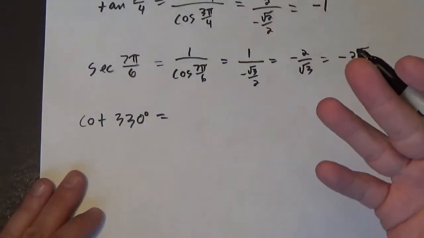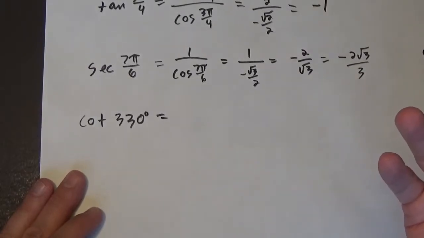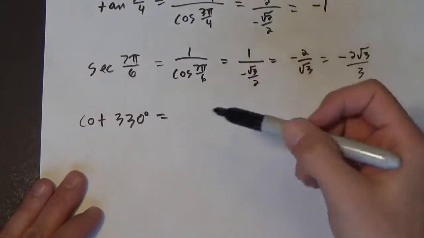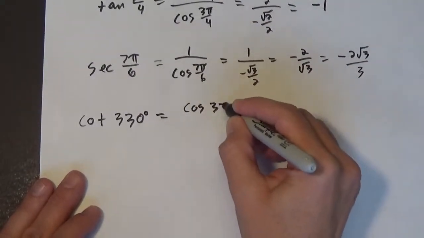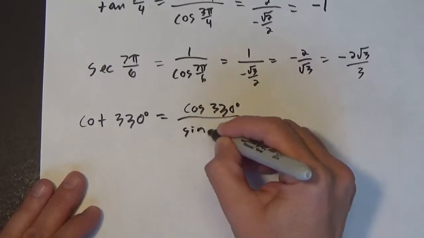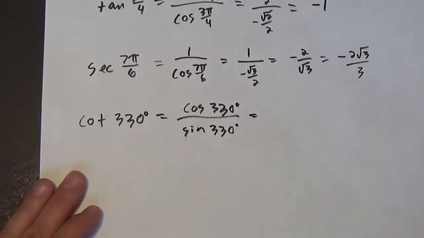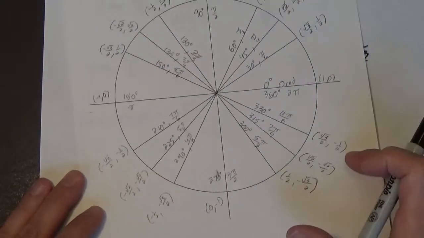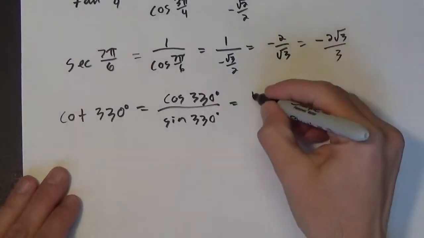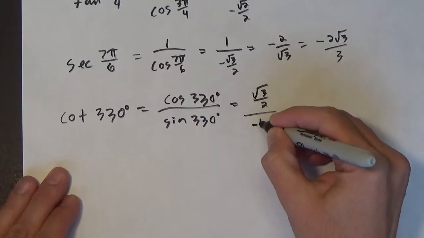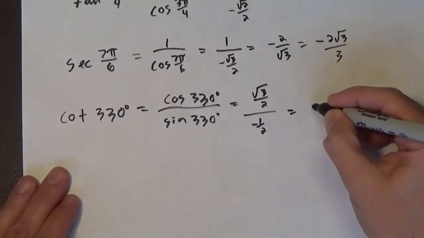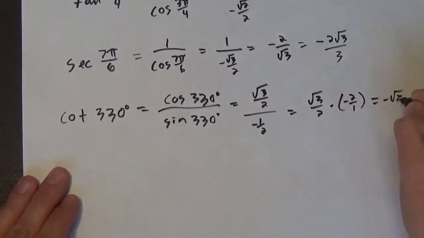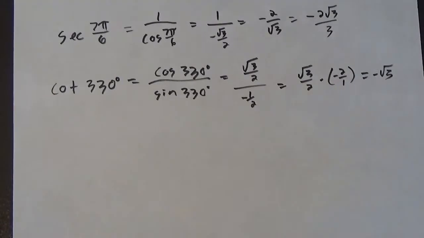But we have to rewrite cotangent. Well, we know cotangent is the reciprocal of tangent. So if tangent is sine over cosine, cotangent is the cosine of 330 degrees over the sine of 330 degrees. So the cosine of 330 degrees is the square root of 3 over 2. The sine is a negative 1/2. So we have the square root of 3 over 2 over a negative 1/2. And so that's going to be the square root of 3 over 2 times a negative 2 over 1. So it's a negative square root of 3. Good.